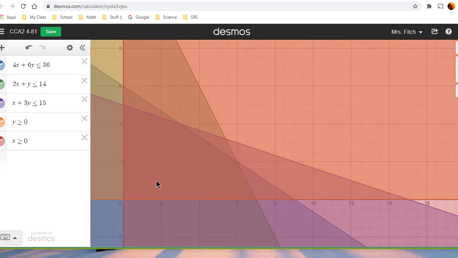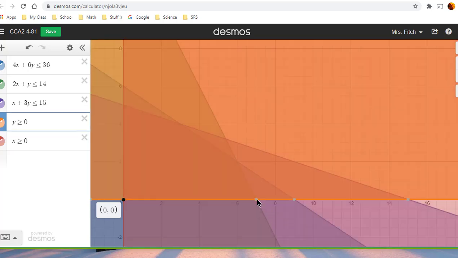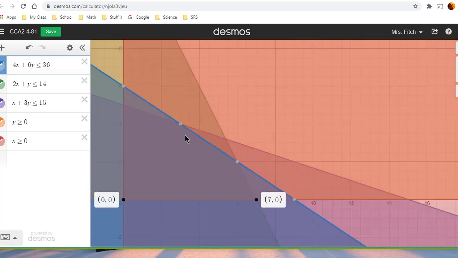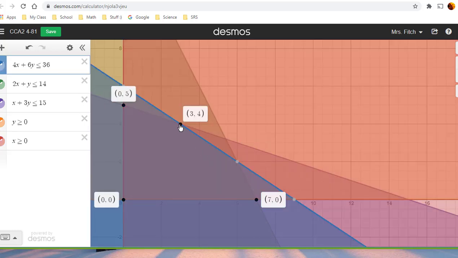It gets a little on the sloppy side color-wise. But we know we have 0, 0, 7, 0, 6, 2, 3, 4, and 0, 5. Oops, that one went away. I don't know how to get them to stay, guys. I apologize. There we go. Hey! I did it. It doesn't take much to entertain me. Because that is where all of those constraints meet. All right, I lied. It should be that one. Oh, no, it's good. It's this color. Yep. So those are our little constraints.